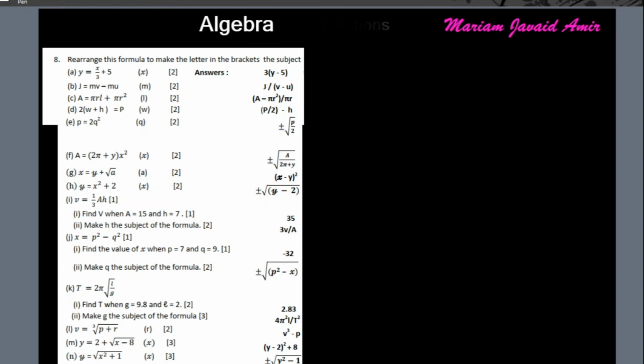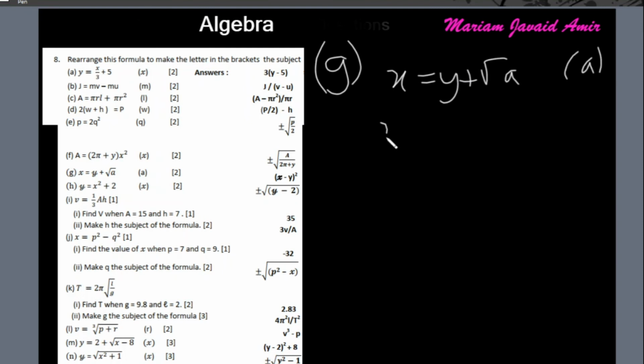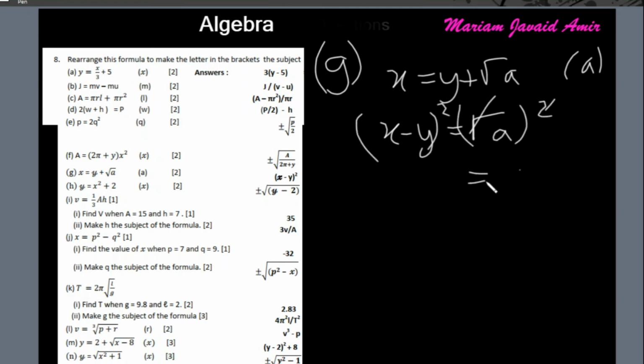Part G is x equals y plus under root a, and make a the subject. So x minus y equals under root a. To get rid of the under root, take square on both sides, so that square and square root cancel out, and this is the answer for part G.